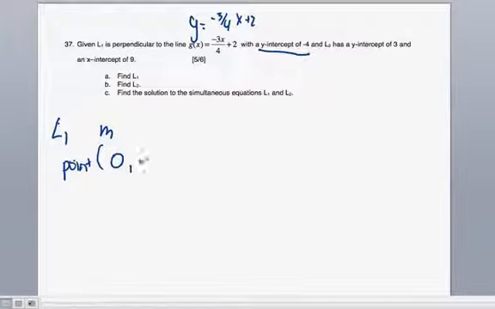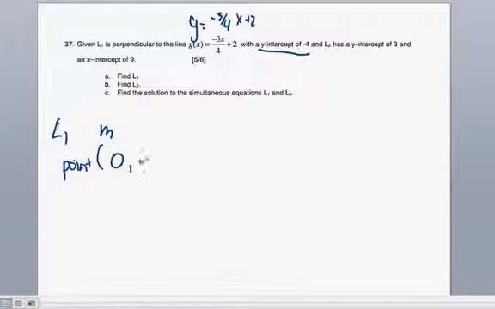For L2, if I go to L2, I know it has a y-intercept of 3 and an x-intercept of 9. Well, y-intercept means the point (0, 3). X-intercept means (9, 0). So what I can do, let me make some space here.